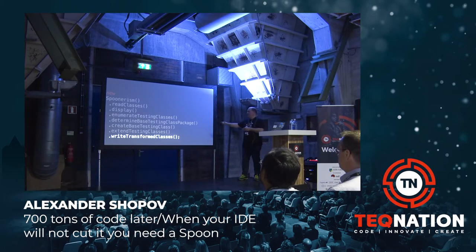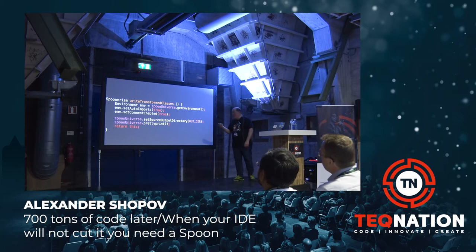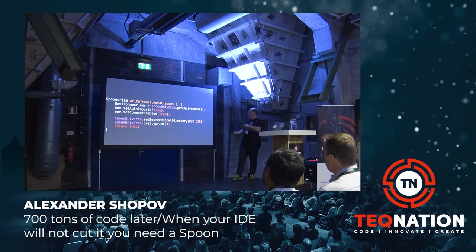We've done all of this. We need to write those transformed classes, which isn't hard as well. We get the environment of that Spoon universe. We set auto imports, otherwise all of our references would be with the fully qualified names, and we don't actually like it. The compiler doesn't care, yet when we look again at that code, it should be nice. So we use auto imports and use shorter names where possible. We said that we want the comments. Again, the compiler doesn't care about them. But if we generate something that is geared towards humans, we need those comments. We set where we want to output things, and we pretty print. And basically, we're done.